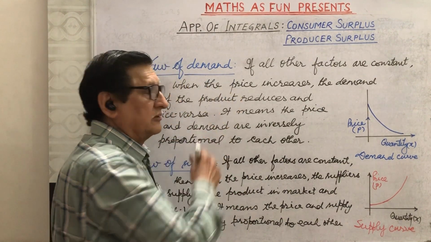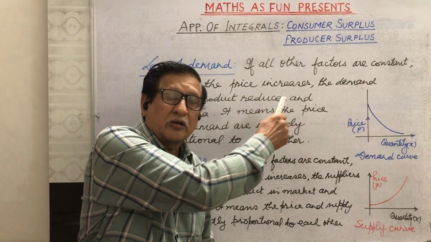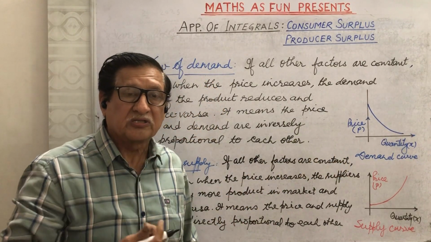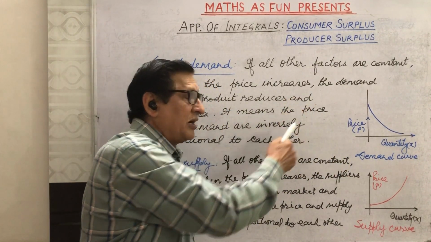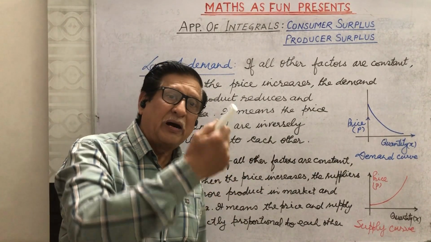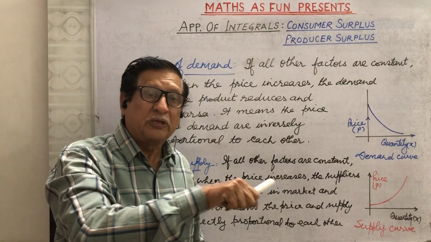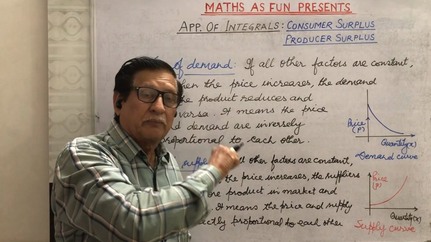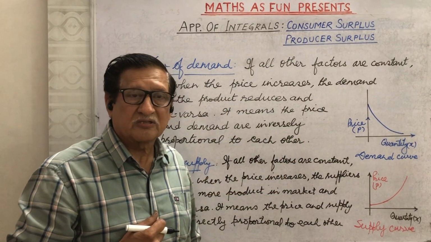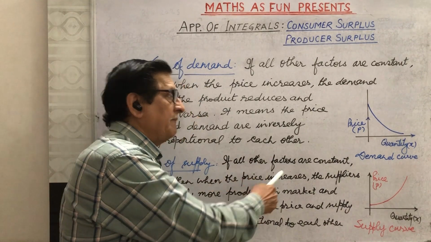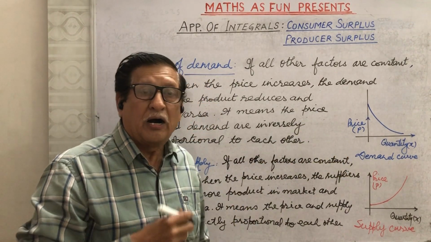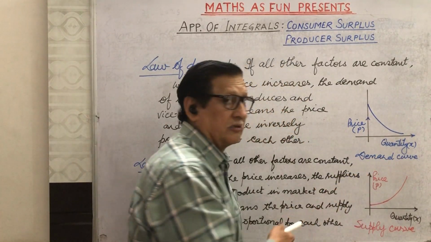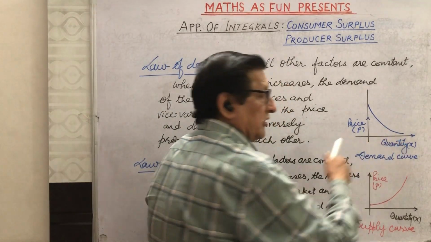What is the law of demand? If all other factors are constant, then we find price and quantity are related in such a way that when the price goes higher, the quantity demanded by the people reduces, and vice versa. It means when the price reduces, the demand increases. We can say that price and quantity are inversely proportional to each other. And that is why, if we see the demand curve here, the curve is in decreasing order. It's coming down.